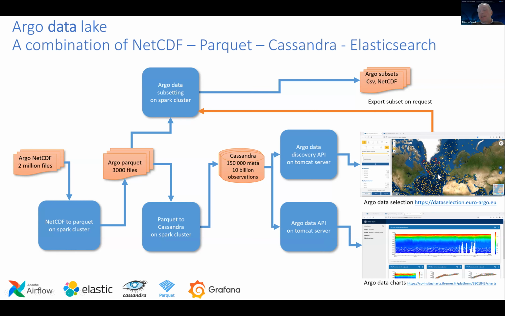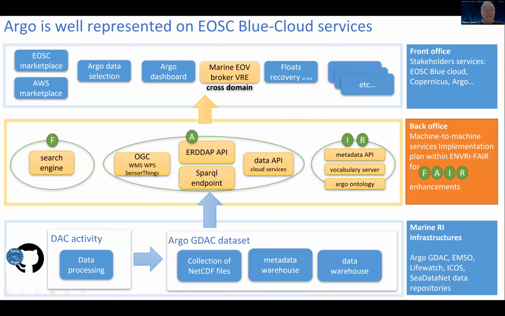This is the Argo data selection tool, for instance. If I take, let's say, 10 years of data on the Pacific, I can request this data. For this extraction, we'll have a subsetting of the Argo Parquet files that will generate either a CSV or NetCDF subset of the Argo dataset, and it will be made available to the user who asks for it in this interactive interface.